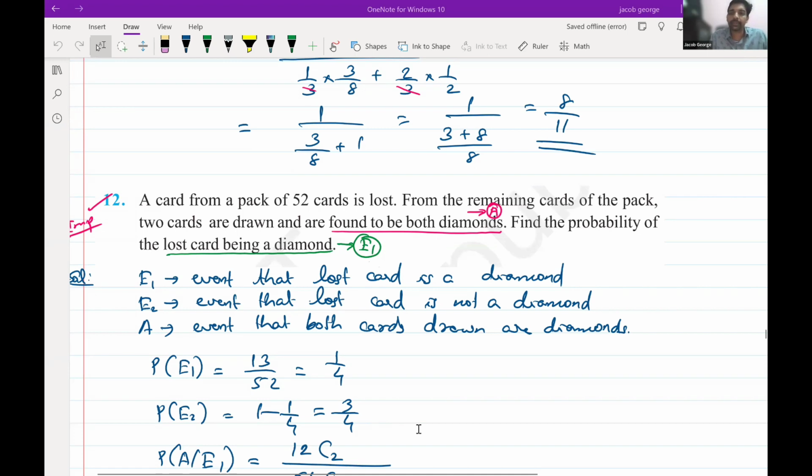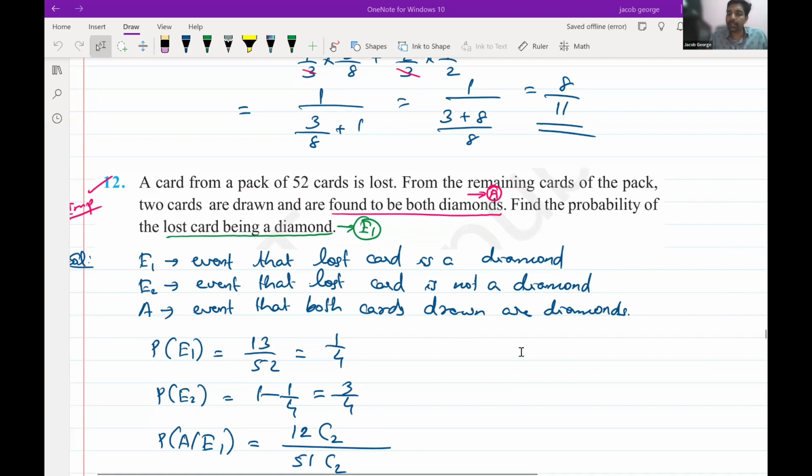Next is very important because a combination comes here. When do we take that combination? All of you please turn on the camera and listen properly. From the remaining cards, 2 cards are drawn. In the other questions solved, we had taken only 1 item at a time. But when 2 are taken, it is C2, combination, taking 2 at a time. So we use combination. So what is P of A given E1? A given E1 means both cards are diamonds given that the lost card is a diamond.